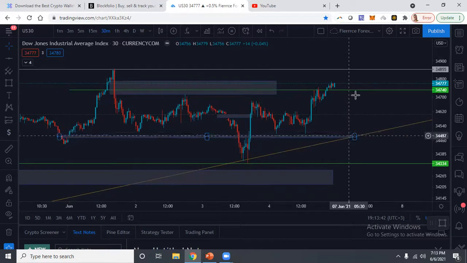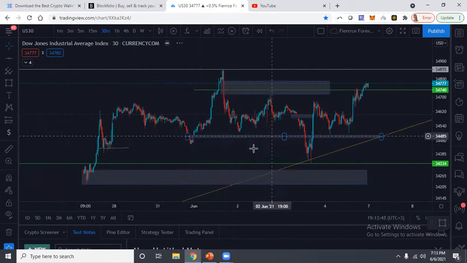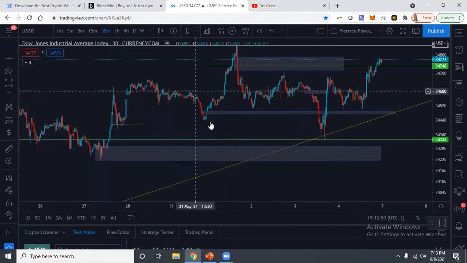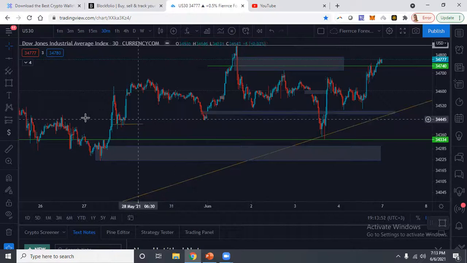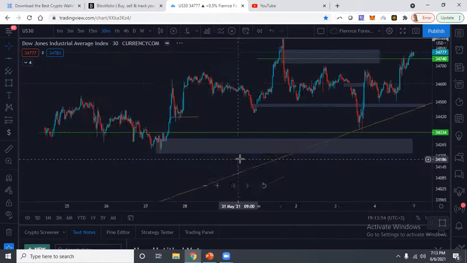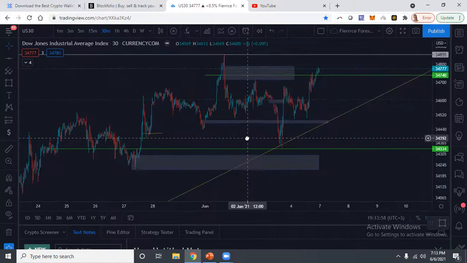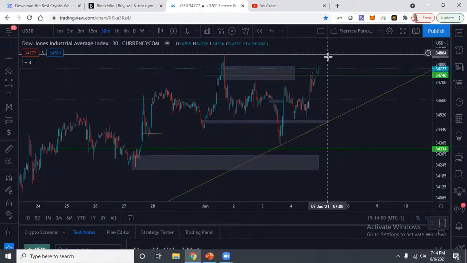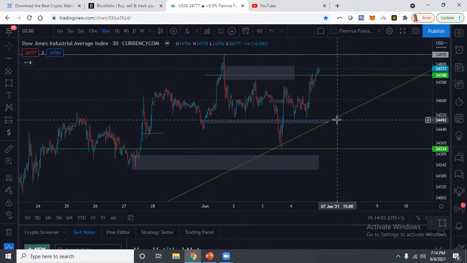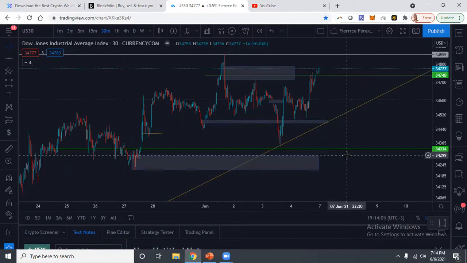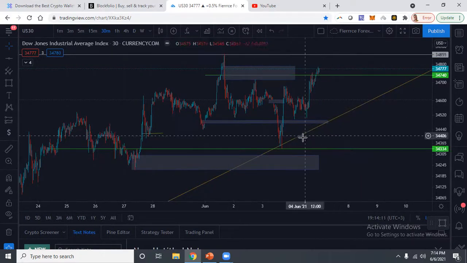But I would like to see a retest at least of this support zone. We can see there's a lot of buyers below here, buy liquidity, so to speak. So in as much as we push up, I wouldn't be surprised if I saw a retest and possibly an attempt to get to this level and then the rally to the top.